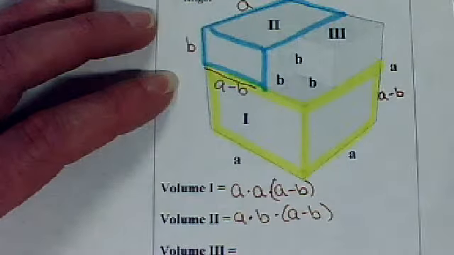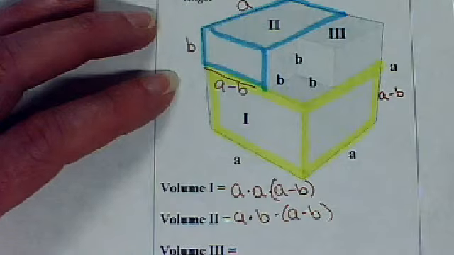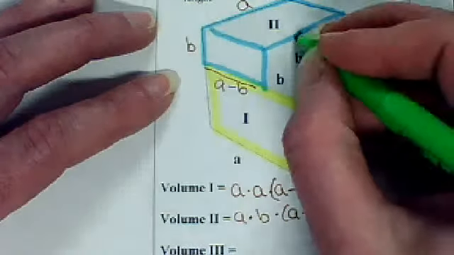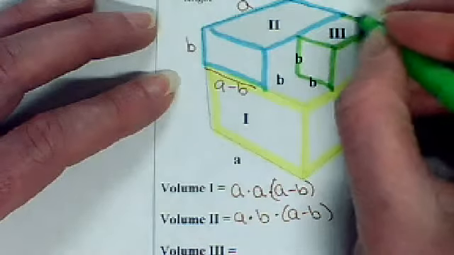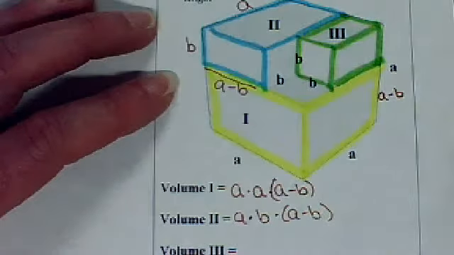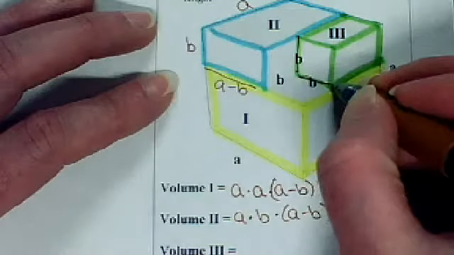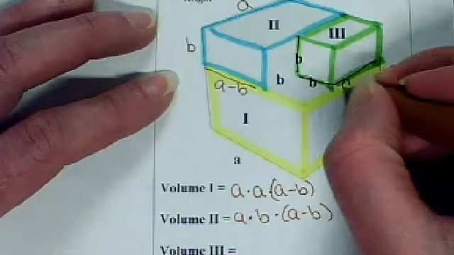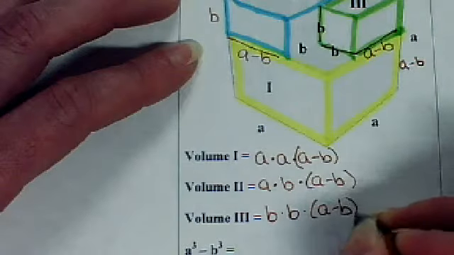Now the third figure is this smaller one, and it goes from here to here, here. So all we need to do is find our dimensions of that third figure. This is B, B, and this is A minus B. So I have B times A minus B.